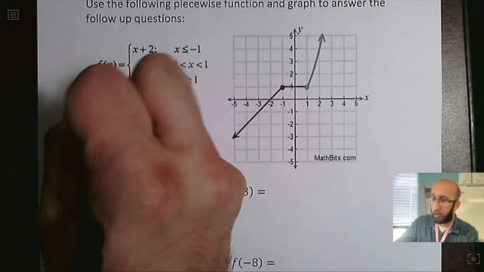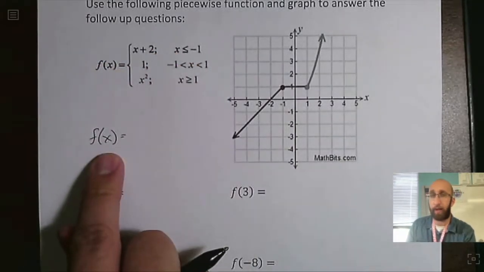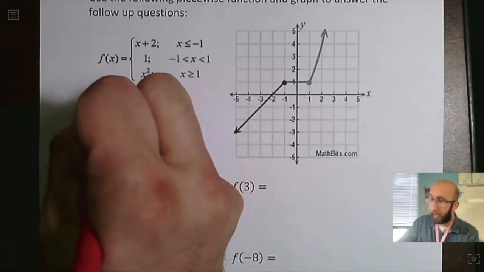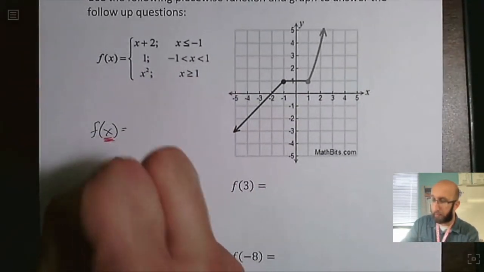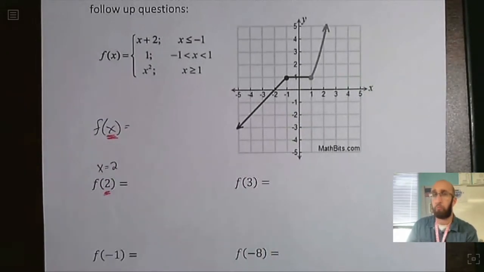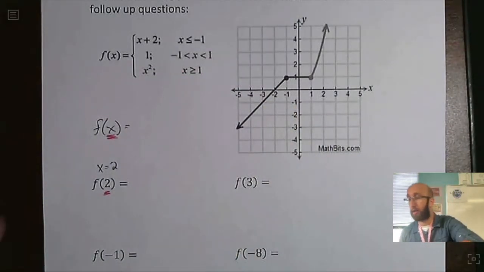My equation originally starts at f of x. What's happening here is that x piece is being replaced by 2. So in short, they're communicating, what's happening in this function when x is 2? We're going to look at how we can do that using the equation, and how we can use the graph to answer that question.